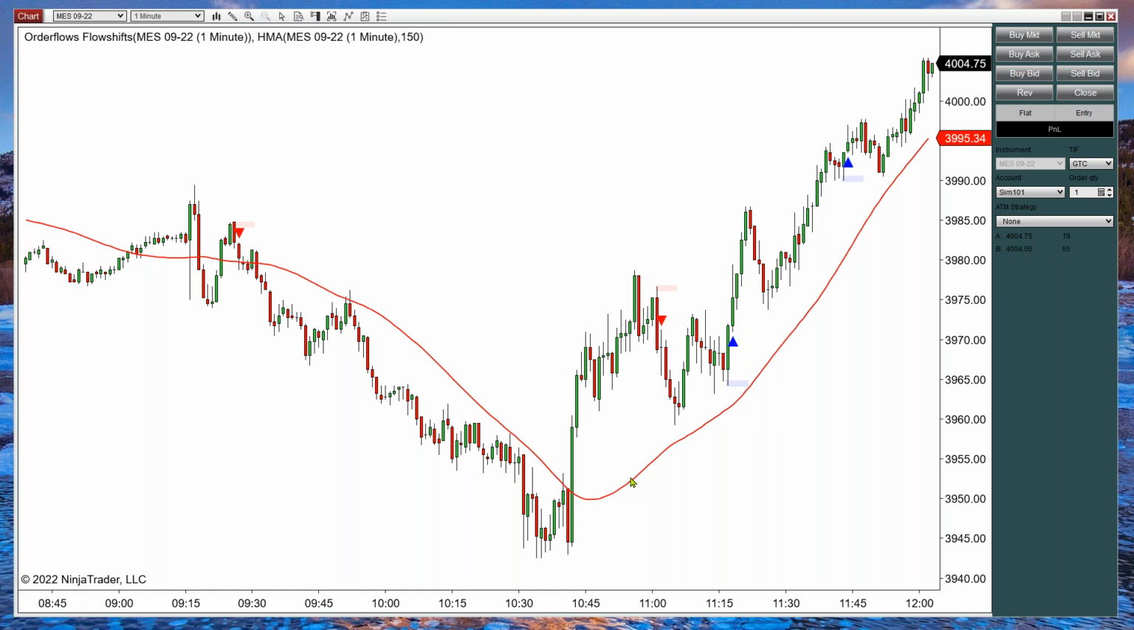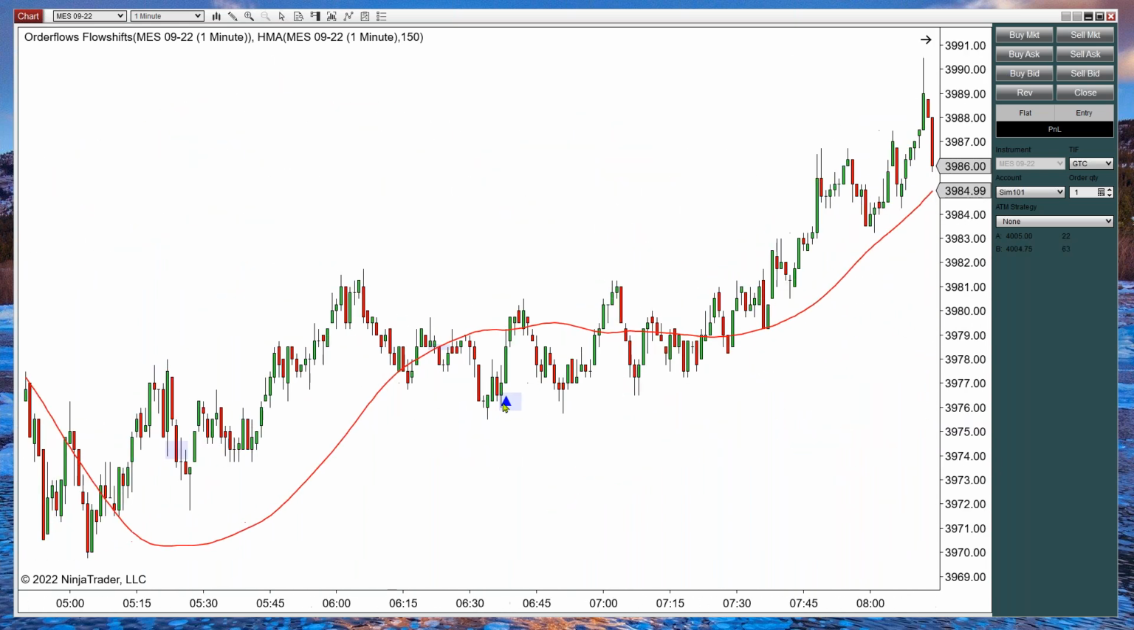But you can, for example, use the slope of this line. This line is an HMA, but it can be anything, okay? You can use the slope of this line to decide: the slope is to the upside, take only longs. So this short is avoided. The slope is to the downside, take this short.